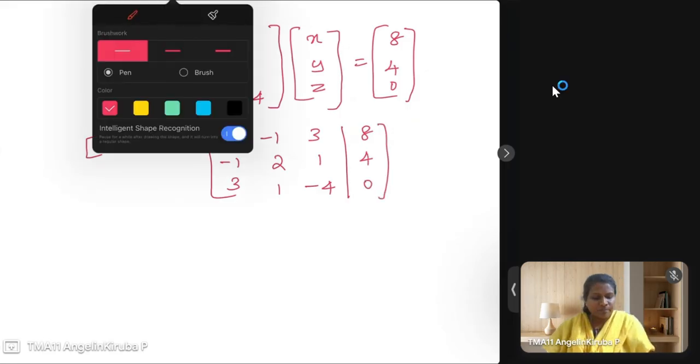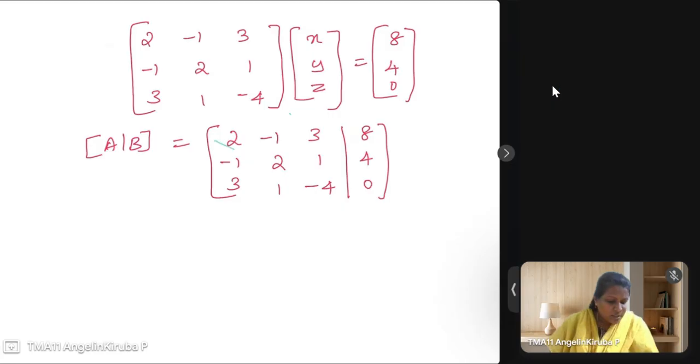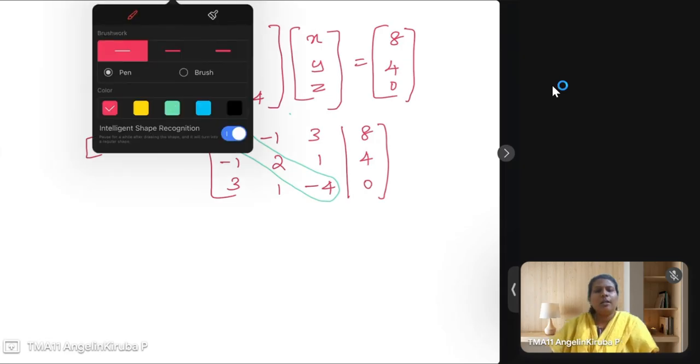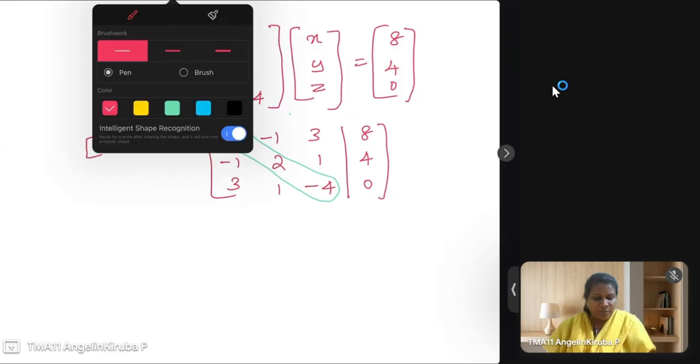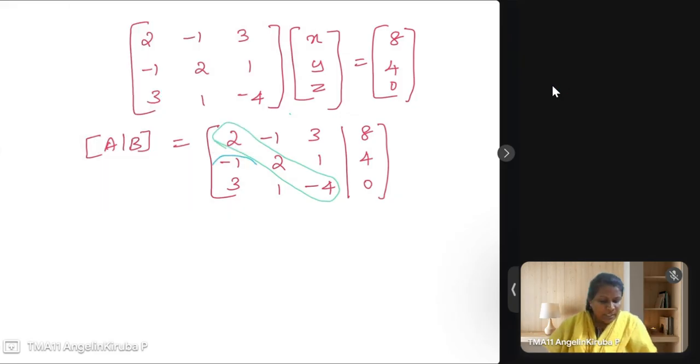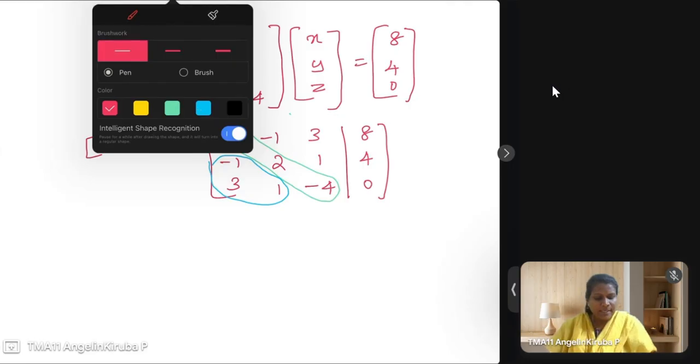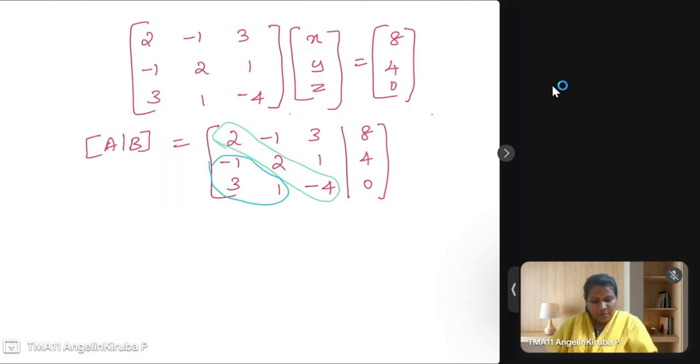Again, we have to find the diagonal elements. These three elements are called the diagonal elements. Since Jordan is an extension of Gauss elimination, first we are going to proceed with the Gauss elimination method. That is, we have to make these three elements equal to 0 first, and then we'll go to the upper part.